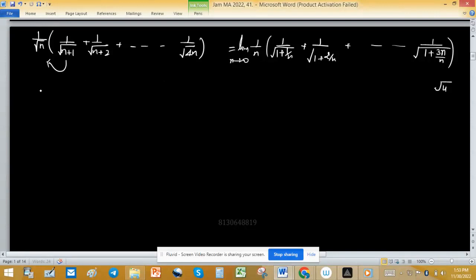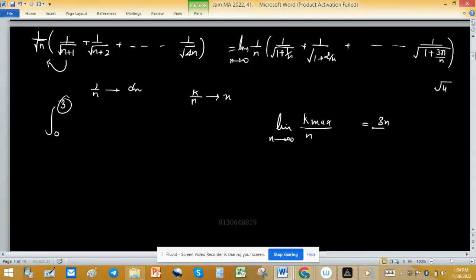Now again try to write the definite integral. So you can put 1 upon n as dx and k upon n as x. So this will be 0 to 3. Why 3? Max value: k max upon n, with limit n tending to infinity. Value of k max will be 3n upon n. That's why we are getting the upper limit as 3.